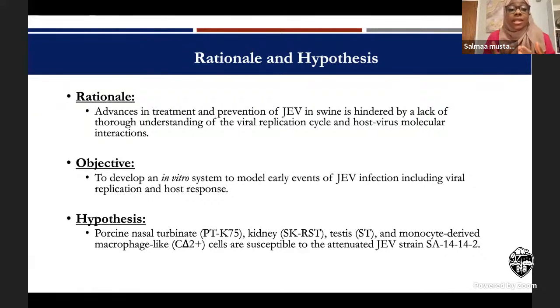So like I always say, every research needs to have a hypothesis. What question are you trying to answer? It's a way of formulating your research question, what you're going to do. Like I told you, JEV affects the respiratory system, it affects the kidney, testis. So we use the nasal turbinate cell line, the kidney cell line, testis, and then macrophages, of course, okay?